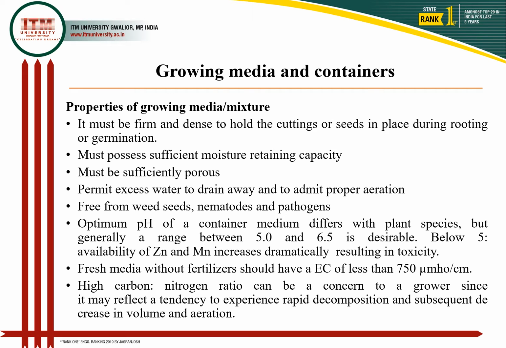Salinity is always a problem, and seedling growth is restricted under saline condition because of poor root development. And if pH is less than 5, it will cause increased uptake of zinc and manganese, resulting in toxicity. So electrical conductivity should also be less than 750 micromoles per centimeter, and there should be a high carbon ratio for better soil texture, and it will be helpful for proper aeration.